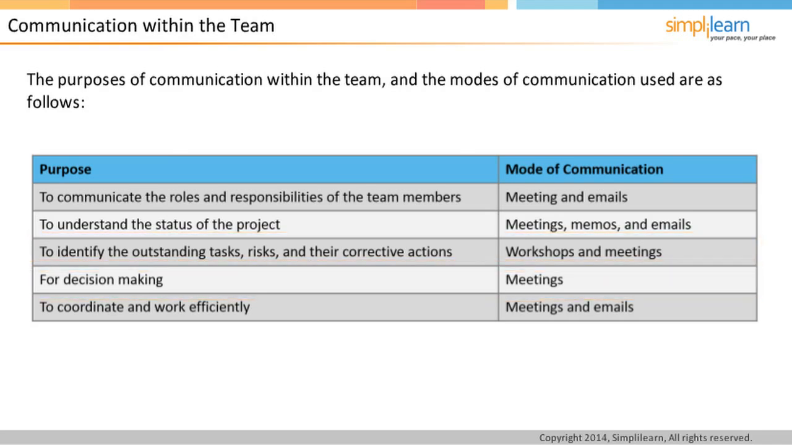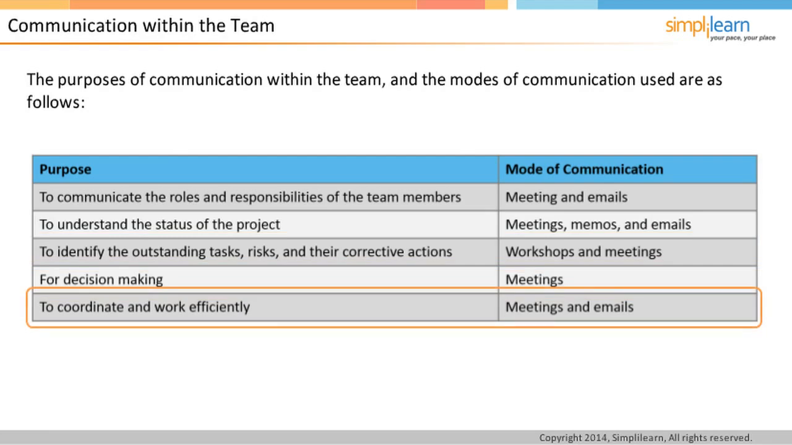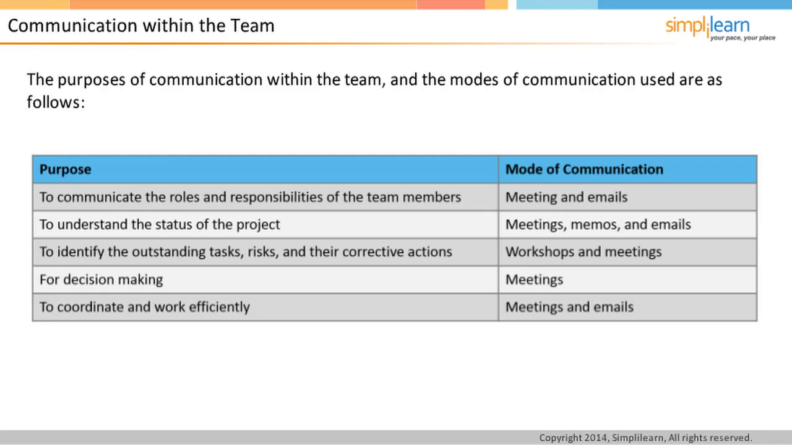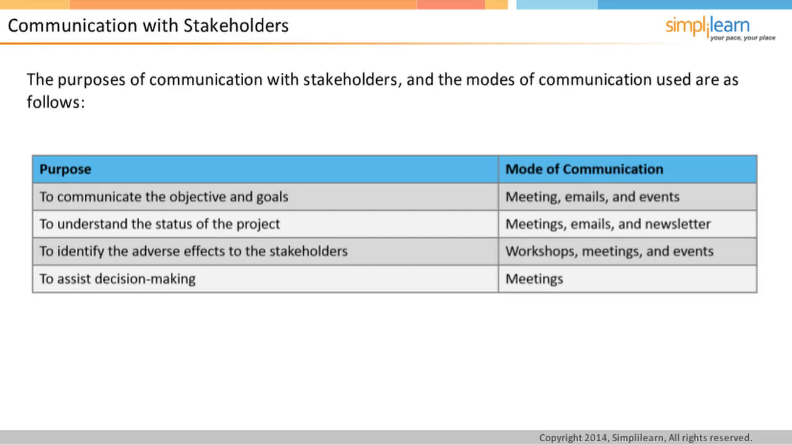The next screen will focus on communication with stakeholders. The purpose of communication with stakeholders and the modes of communication used are as follows. Meeting, emails, and events are suitable to convey project objectives and goals to stakeholders. Meetings, emails, and newsletters assist stakeholders in understanding project status. Workshops, meetings, and events help stakeholders to identify the adverse effects of a situation. Meetings with stakeholders assist decision-making process. In the next screen, we will discuss the communication technique.